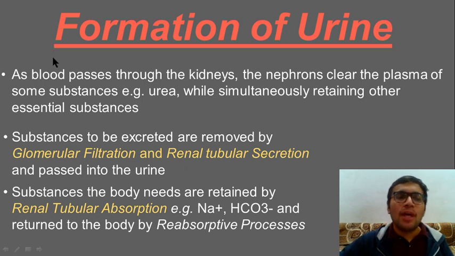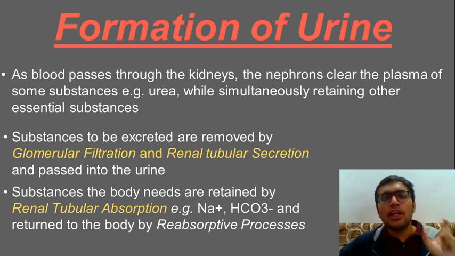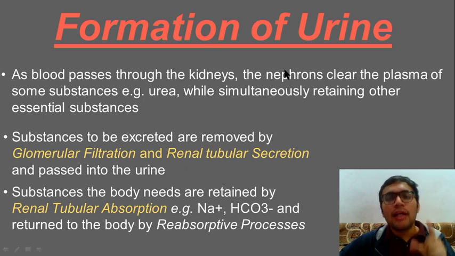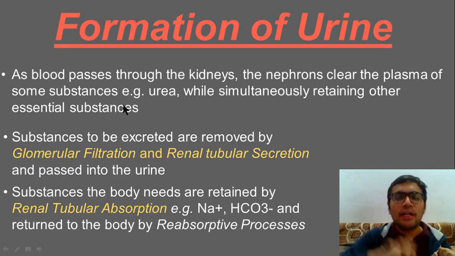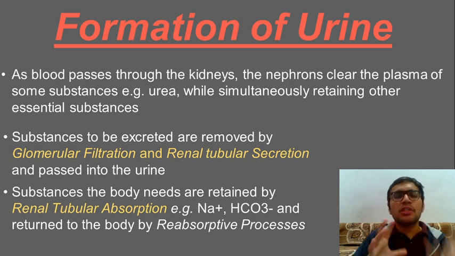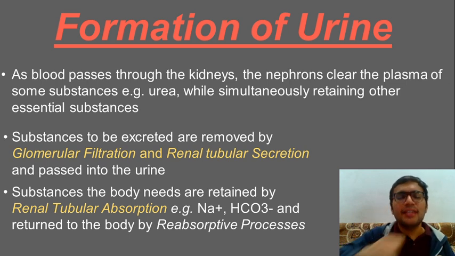Whenever you give blood to the kidney, from the cardiac output a particular fraction of blood will go into the kidney. When the blood passes through the kidney, the nephron will clear the plasma of some substances, the substances which are not required by the body. It will clear them out and retain the other substances which are essential. So all in all, a complex procedure goes on, due to which you can release the unwanted things and retain the wanted things. This is the basic definition of urine formation.